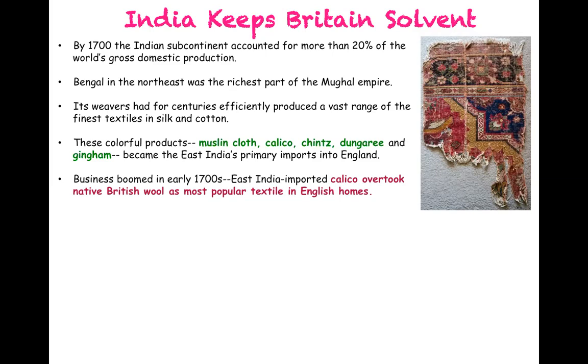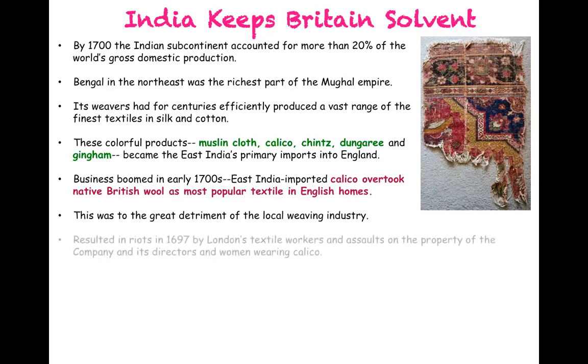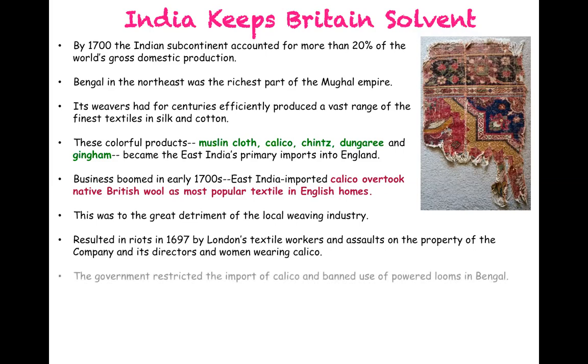India made calico soon surpass native British wool as the most popular textile in England. Unfortunately, this negatively affected the local weaving industry. It led in 1697 to riots by London's textile workers, and even assaults on the property of the EIC directors. And a short time later, many women wearing calico were beaten up in the streets of London. Parliament's response was to restrict the importation of calico and ban the use of powered looms in Bengal.